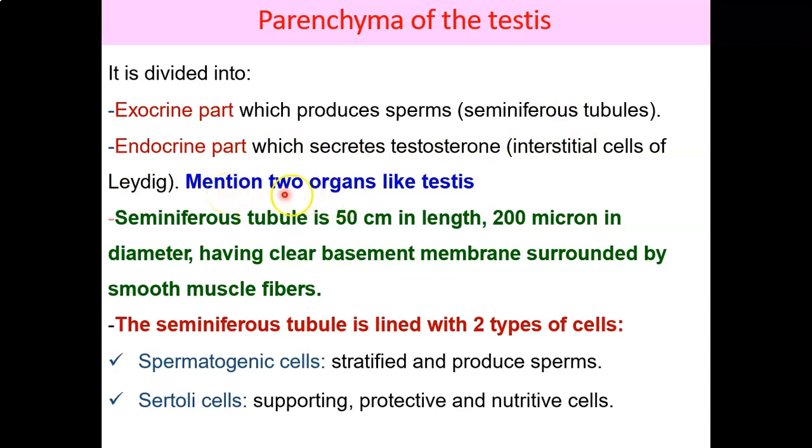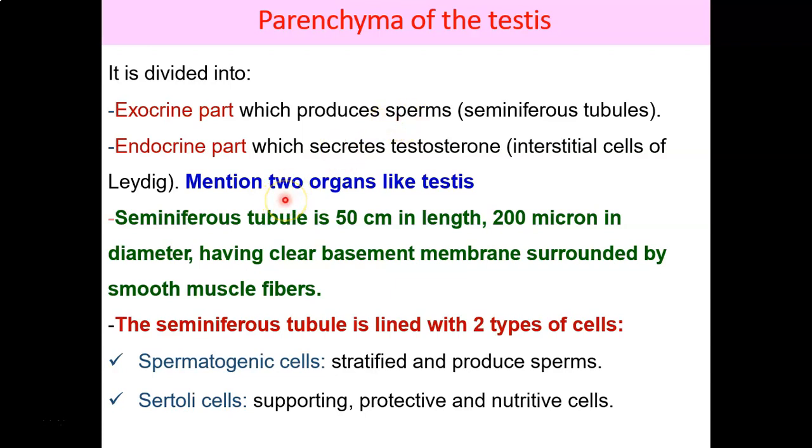I have here a question. Could you mention 2 organs like the testes? What is the meaning of like the testes? I mean here 2 organs with endocrine and exocrine parts. Who can tell me this? Yes, we have the pancreas, which has the endocrine part represented in the islets of Langerhans, secreting insulin, glucagon, and somatostatin, and the exocrine part, represented in the pancreatic acini, which secrete the digestive enzymes.